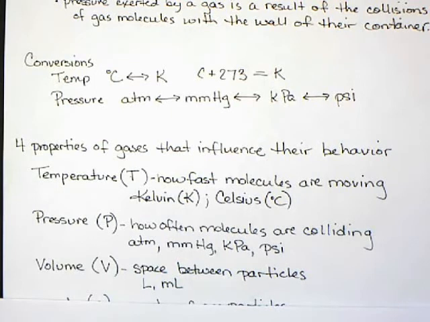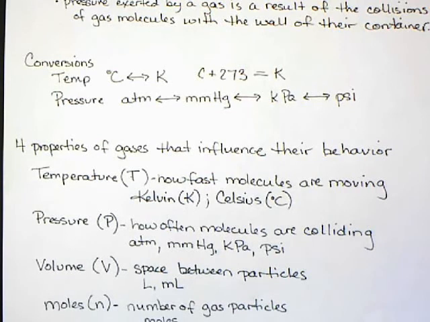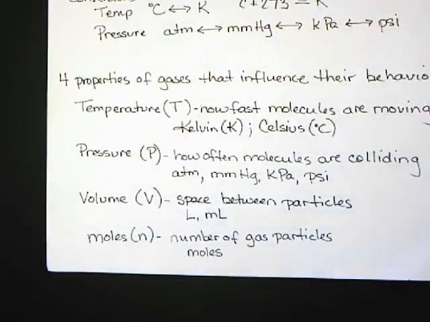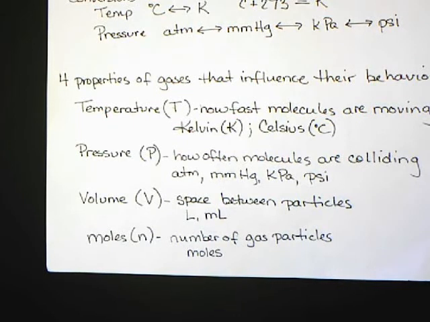And then finally, you've got the number of particles, which is what moles identifies. The variable for moles is n. So again, n is a variable, it's not a unit. So you can't say that I have 2.5 n of oxygen. You say you have 2.5 moles of oxygen.